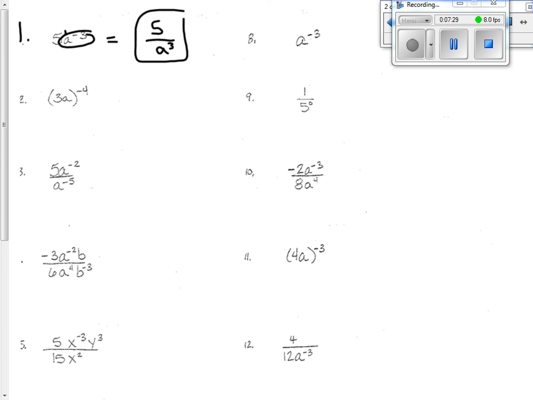As opposed to number 2 here, which the 3a, that whole thing is raised to the negative 4th power. So that whole thing has to go down to the bottom and raised to the positive 4th power, which then is 1 over 3 to the 4th and a to the 4th. 3 to the 4th is 81, so this is 1 over 81 a to the 4th.